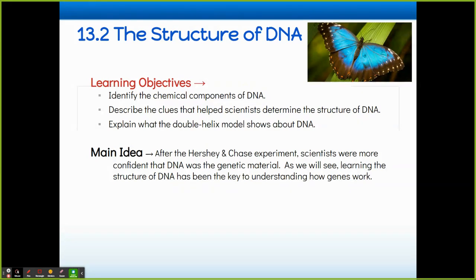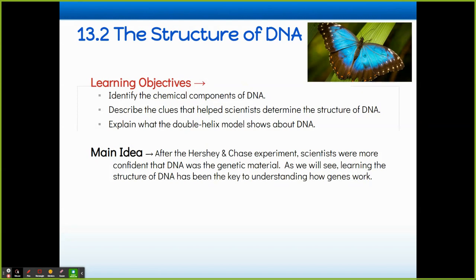So in order to understand how DNA does its job, we have to understand the structure of DNA, because before you know how something works or why something is able to do its job, you have to know how it actually works.